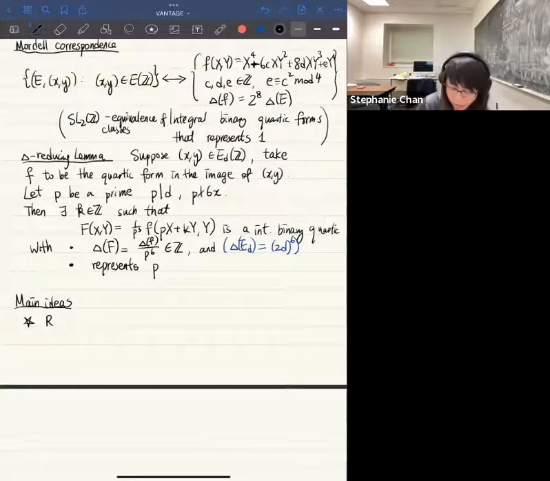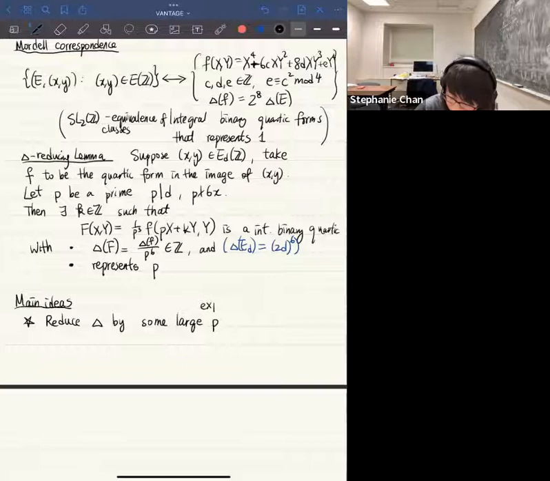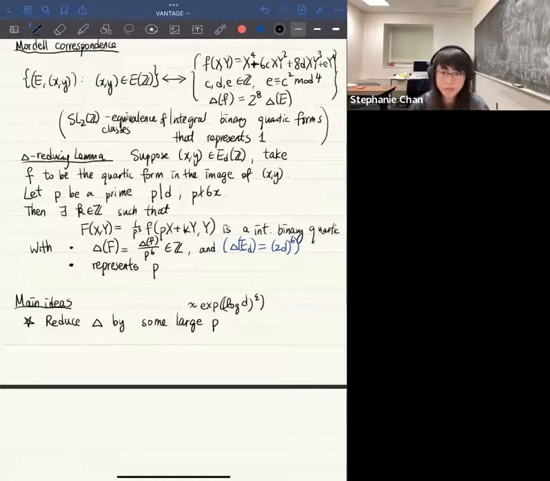we try to apply the discriminant reducing lemma. We try to reduce the discriminant by some large p. If you're interested, this is approximately e to the log d to some power. This is the size of the d that we pick.